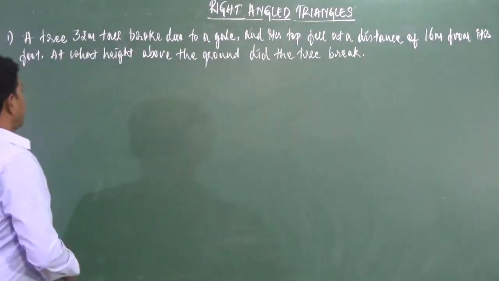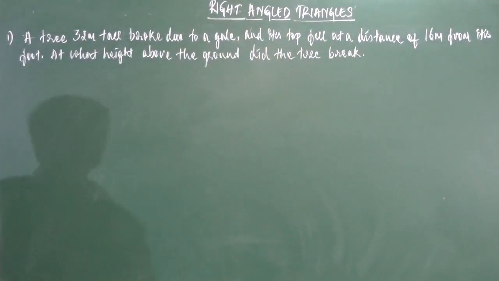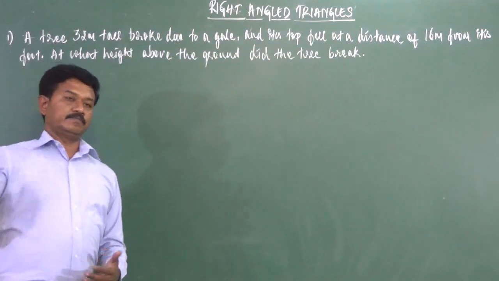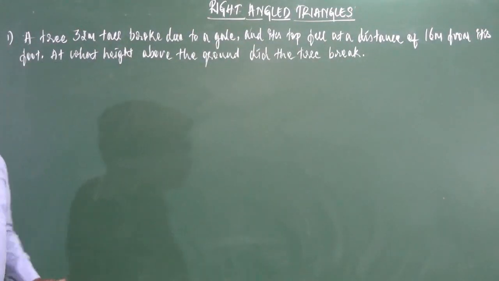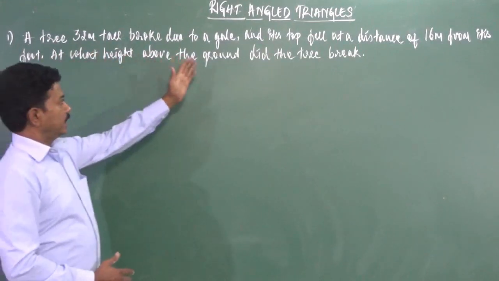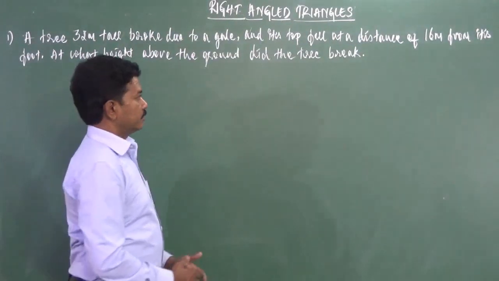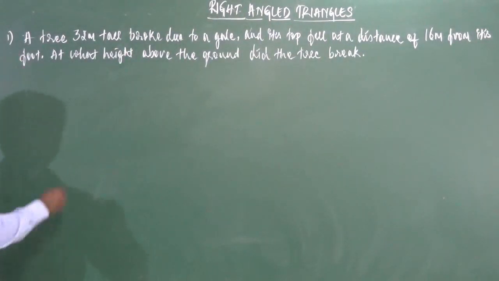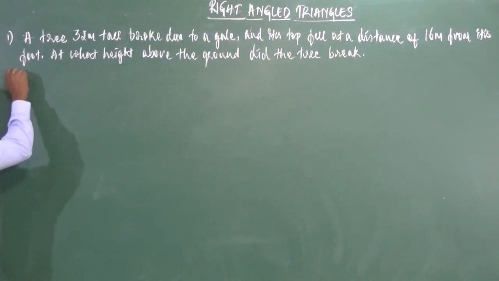Here, a tree 32 meters tall broke due to a gale. Just imagine a very big tree, wind is blowing at a very high speed, that's called a gale. A tree 32 meters tall broke due to a gale and its top fell at a distance of 16 meters from its foot. Okay, let us draw a required diagram for this.